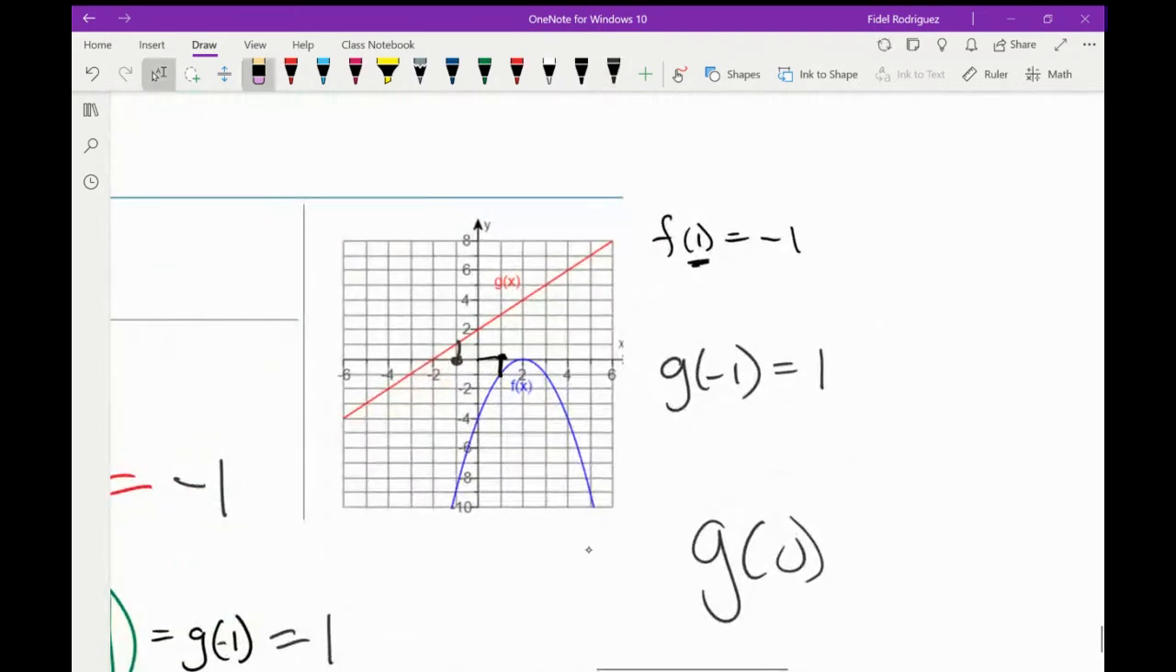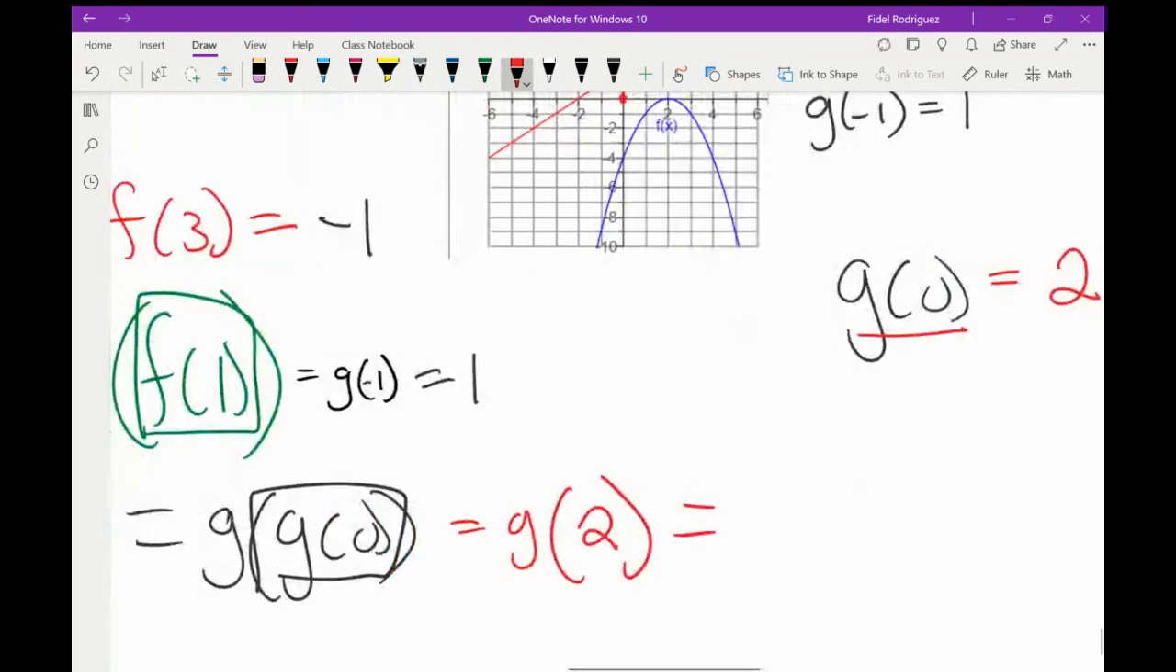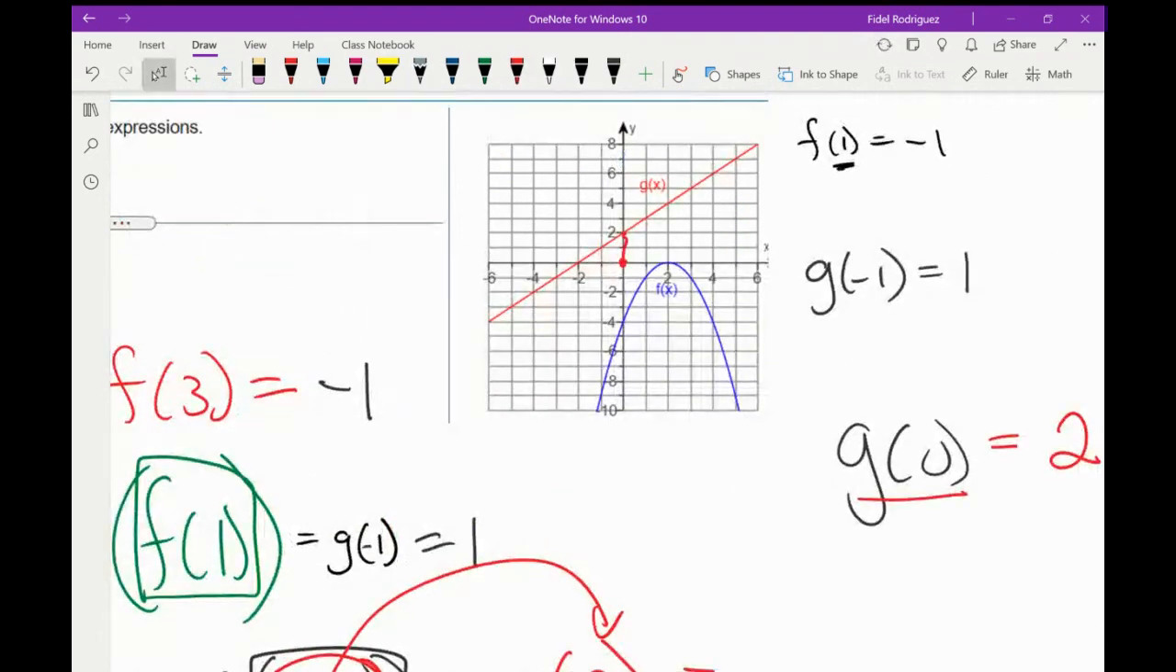So I'm going to come back over here. Let me erase some of this mess so it doesn't look so messy anymore. G of 0. I'm going to start right here. I want to hit the G function. How many spaces up did I have to move? 2. So then we're going to say, look, this is G of 2, because we found that G of 0 was 2, but we still have that G there. Okay. So now let's find G of 2.